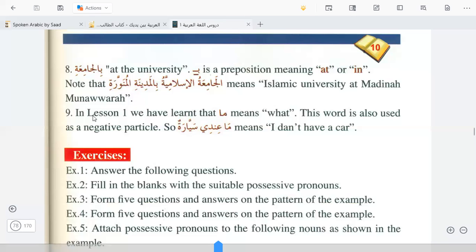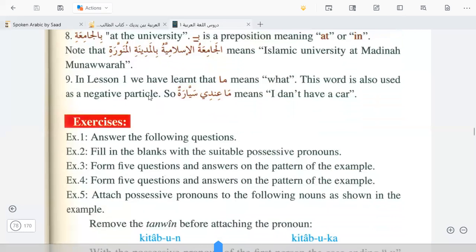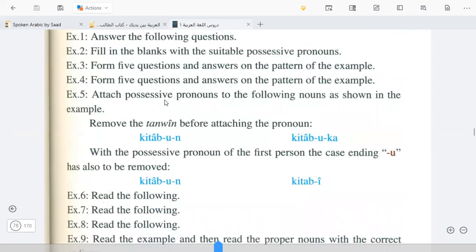Okay. Point number 9, and this is the last point of this chapter. In lesson 1, we learned that ma means what. This word is also used as a negative particle. So, ma indi sayyaratun means I don't have a car. Ma means don't, indi, I have, sayyaratun, car. Ma indi sayyaratun, I don't have a car. Got it? Any question about this chapter?